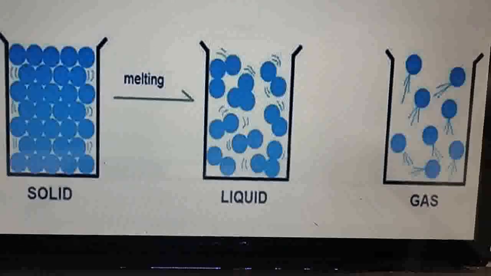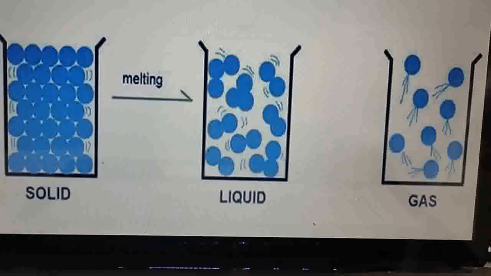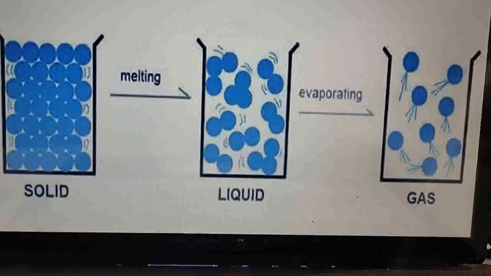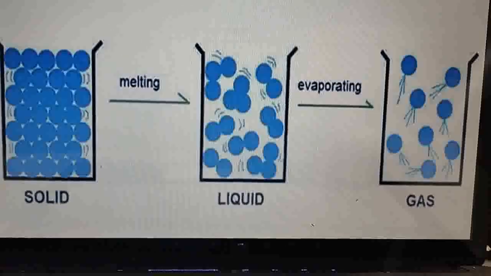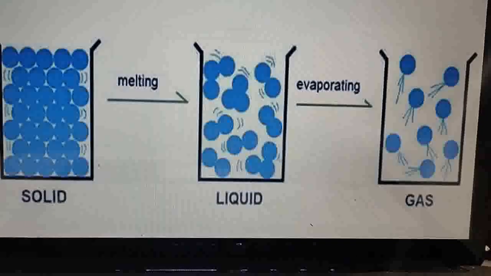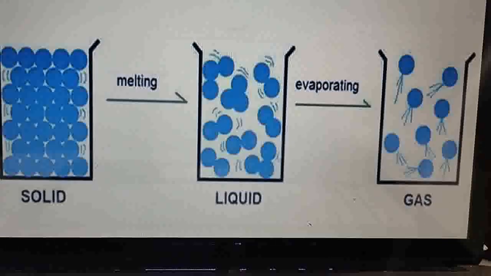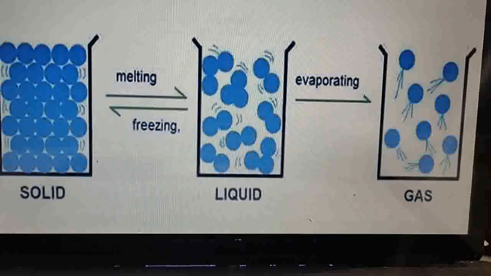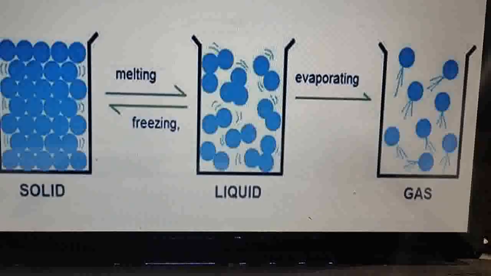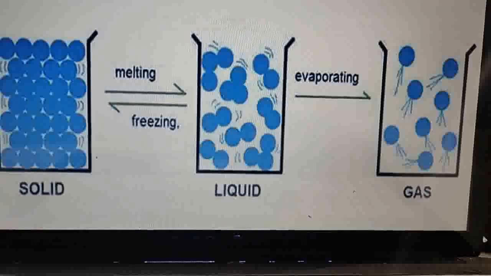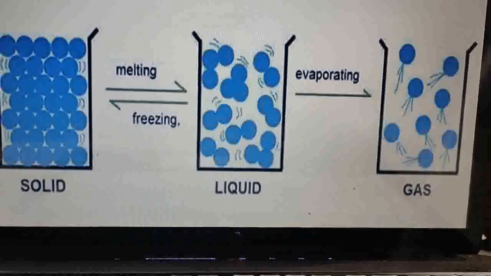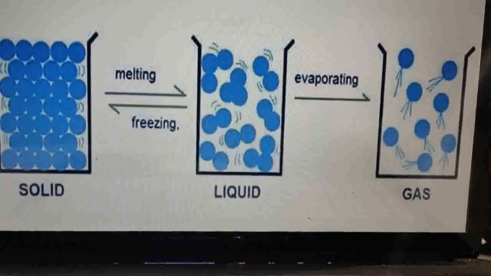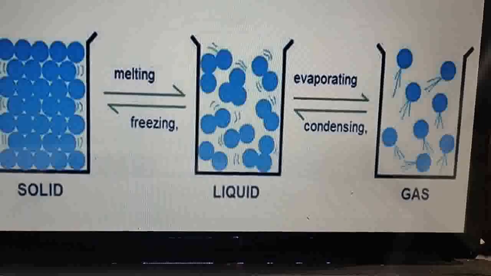Right? Next is changing of a liquid into gas upon heating. This is called evaporation. Okay. Now next, what happens when we cool a liquid? When we keep water in a freezer, it converts to solid and that is called freezing or solidification. Next, what happens when we change gas into a liquid? Water vapor into water. This process is called condensation.